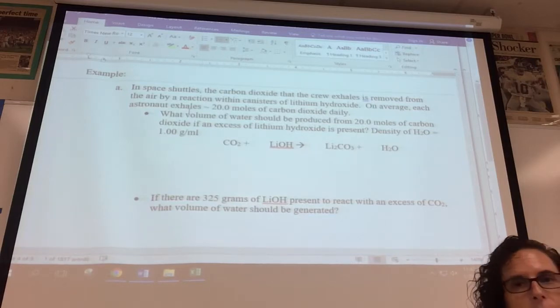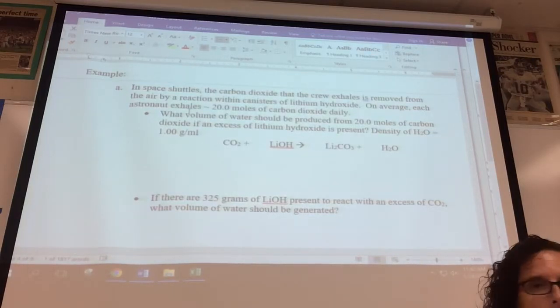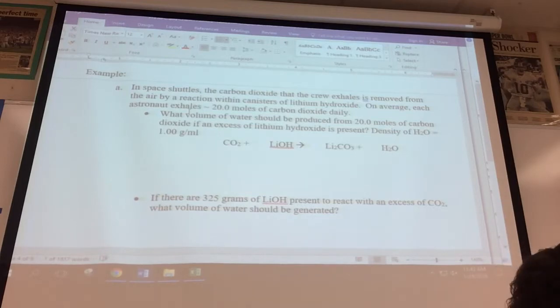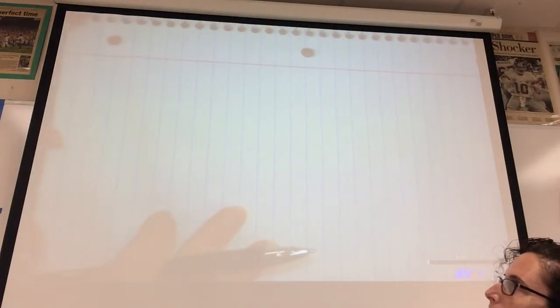It says in space shuttles, the carbon dioxide that the crew exhales is removed from the air by a reaction within canisters of lithium hydroxide. On average, each astronaut exhales approximately 20 moles of carbon dioxide daily. We want to know what volume of water should be produced from 20 moles of carbon dioxide if an excess of lithium hydroxide is present. The density of water is 1 gram per mil. The equation is provided. We will go ahead and balance it.